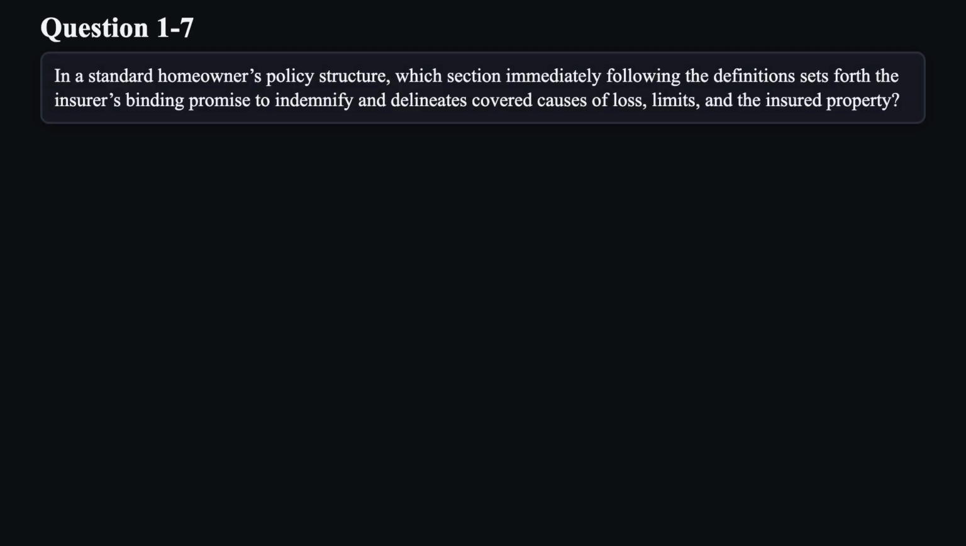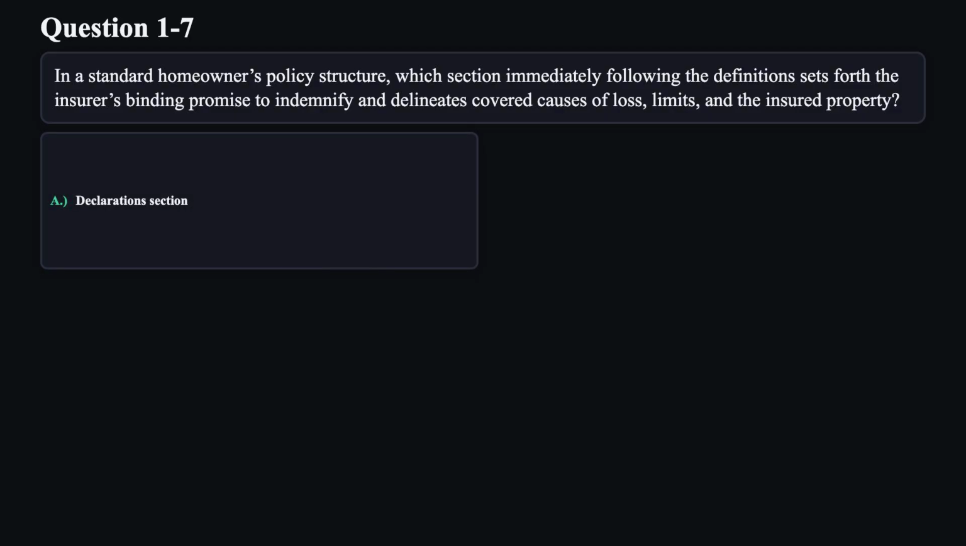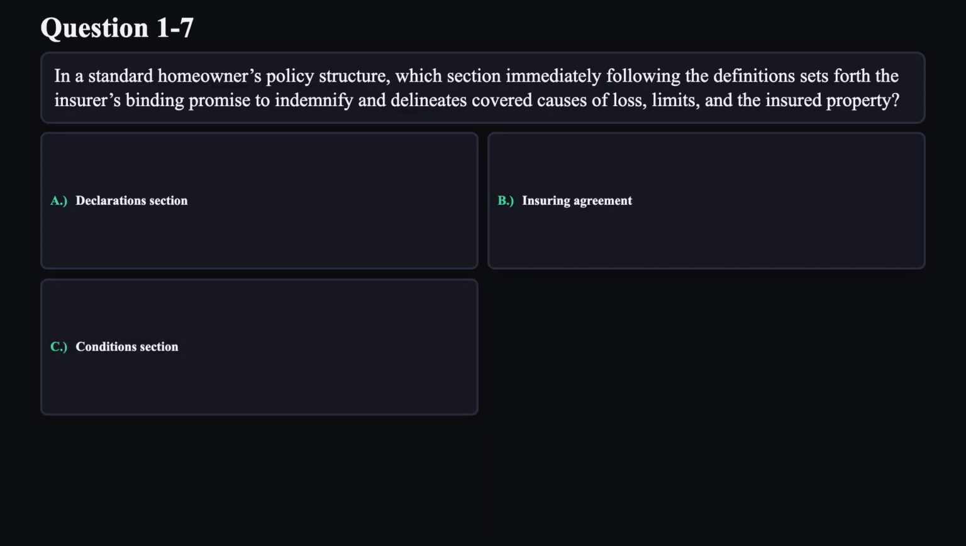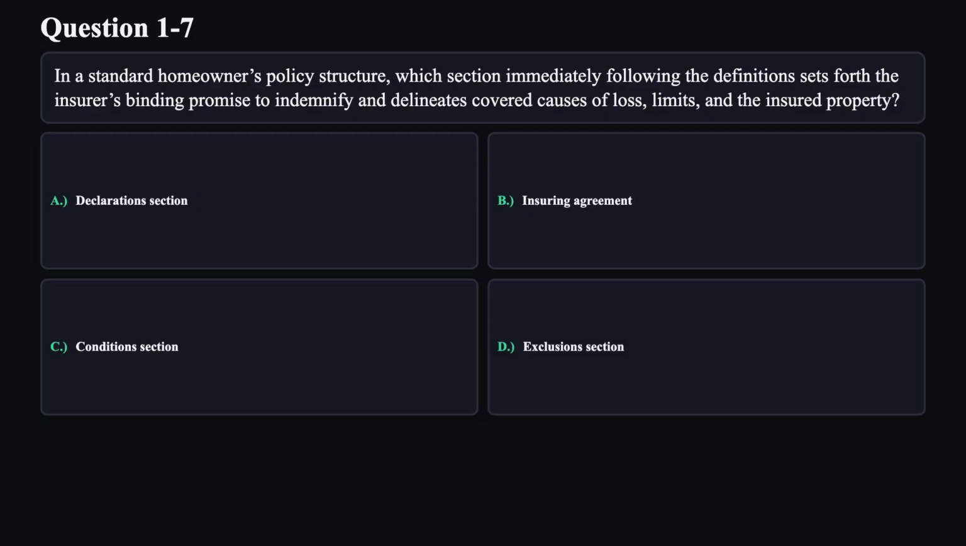Question 7. In a standard homeowner's policy structure, which section immediately following the definitions sets forth the insurer's binding promise to indemnify and delineates covered causes of loss, limits, and the insured property? A. Declaration section. B. Insuring agreement. C. Conditions section. D. Exclusion section.